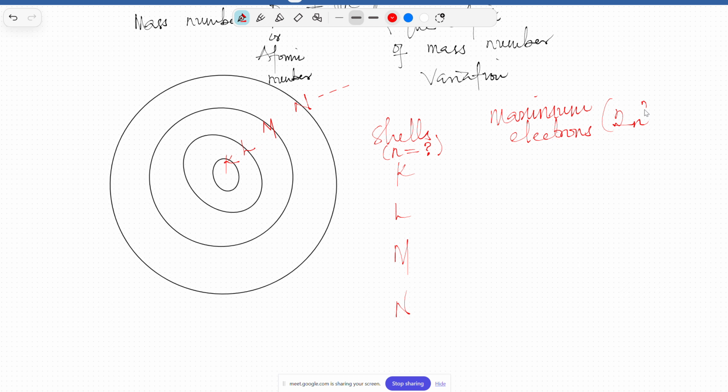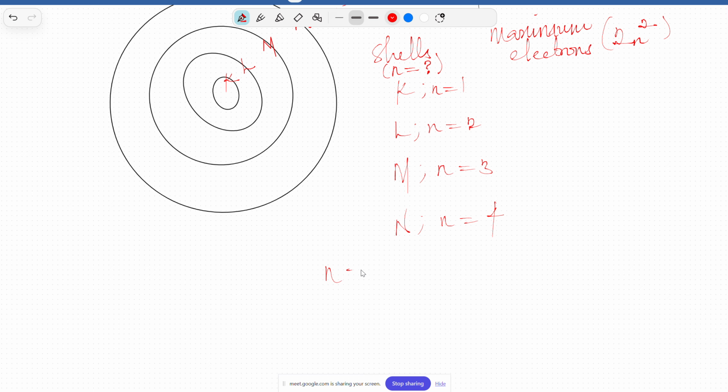The formula for this one is 2n squared. For the K shell, n equals 1. For the L shell, n equals 2. For M, n equals 3. And for this one, n equals 4. So what do I mean by n? n equals the principal quantum number.